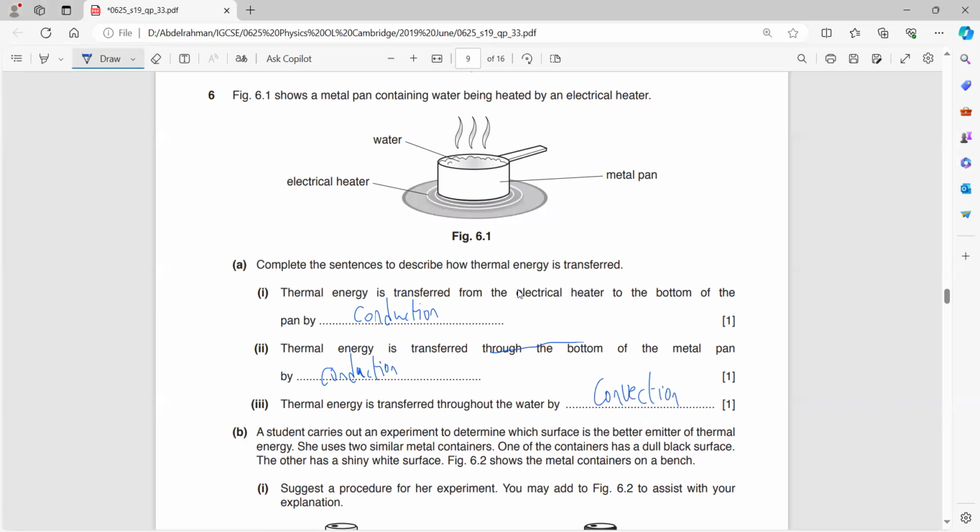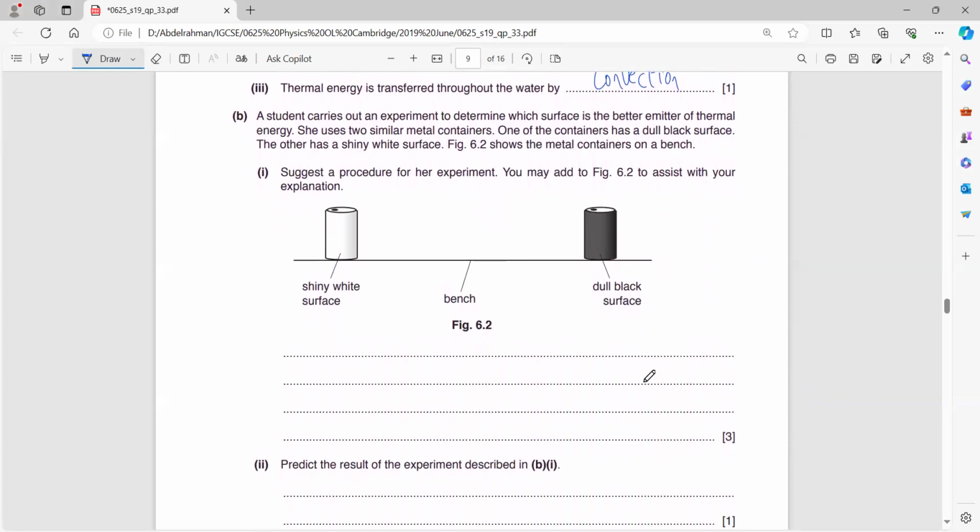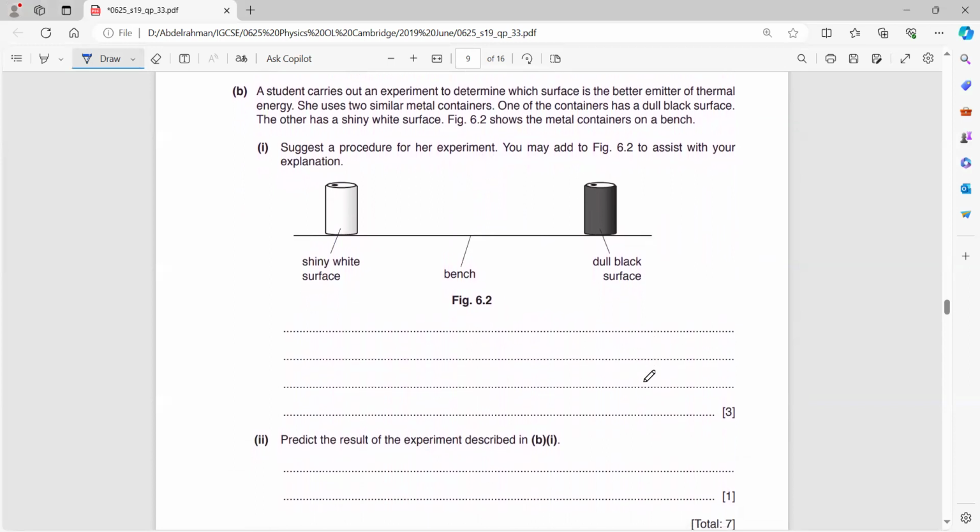Nice. A student carries out an experiment to determine which surface is the better emitter of thermal energy. She uses two similar metal containers. One of the containers has a dull black surface. The other has a shiny white surface. Suggest a procedure for her experiment. Okay, she wants to know which of them is a better emitter. How can I know which of them is the better emitter? This procedure is quite simple.